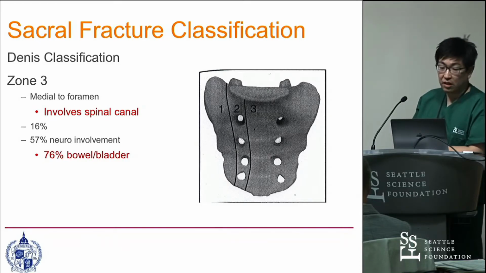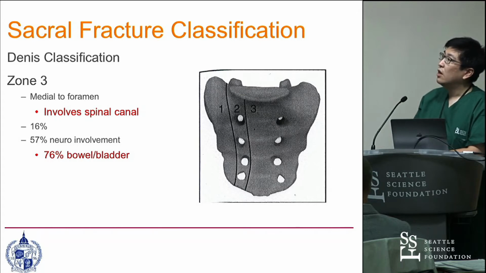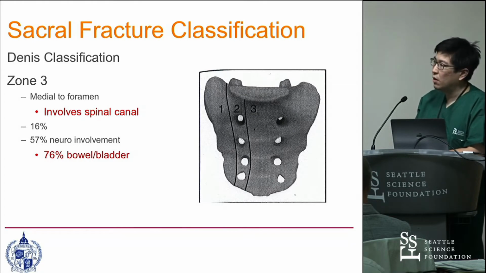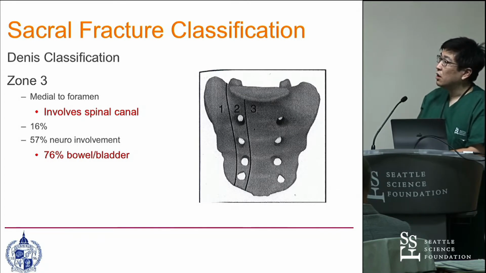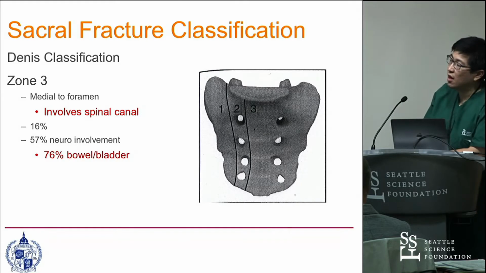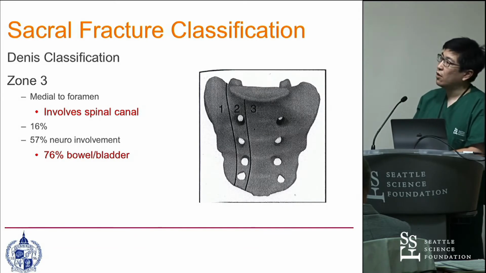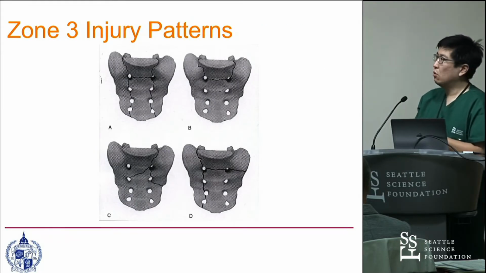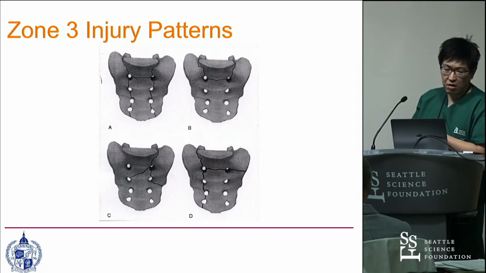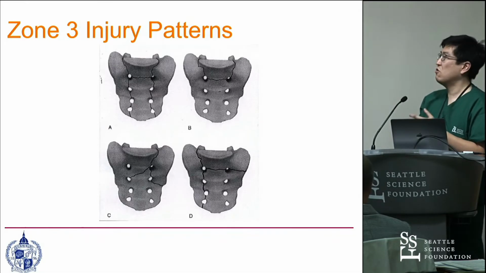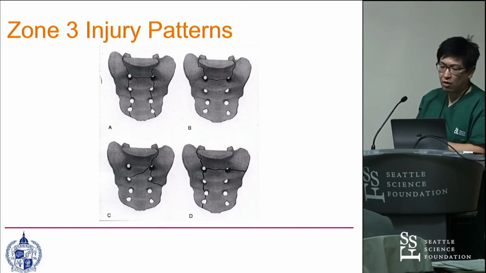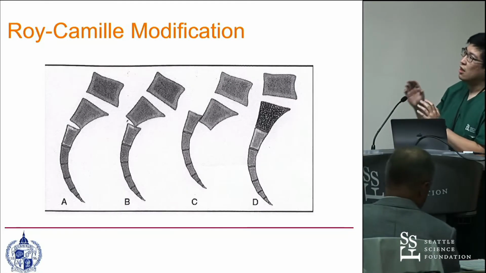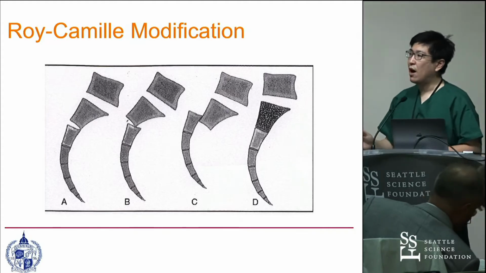And finally, the most significant are the Denis zone 3 fractures, where they're actually medial to the foramen. It extends into the spinal canal at its termination at S2-3, and more than half of them have some type of motor deficit, and three quarters of them have some dysfunction of bowel and bladder. So there are different types of zone 3 injury patterns. I'm sure people have seen this diagram of ways to describe them, like H fractures, U fractures, lambda, based off of how these fractures look. But more important is actually the coronal orientation of the fracture.